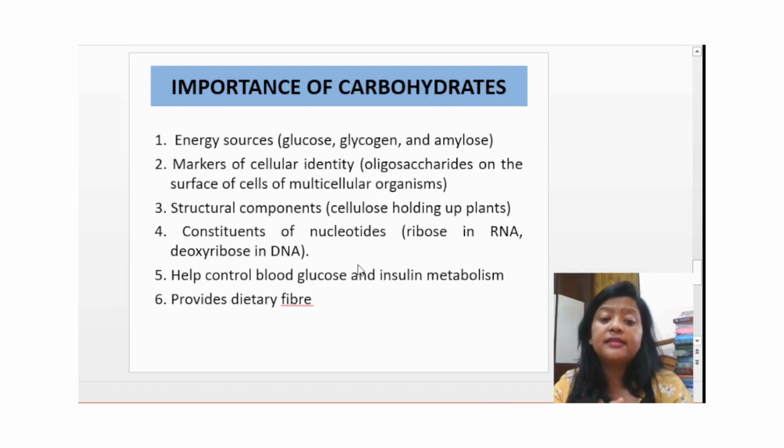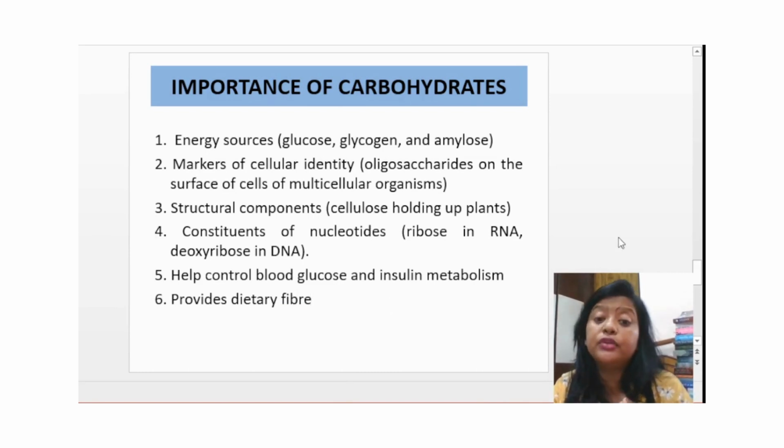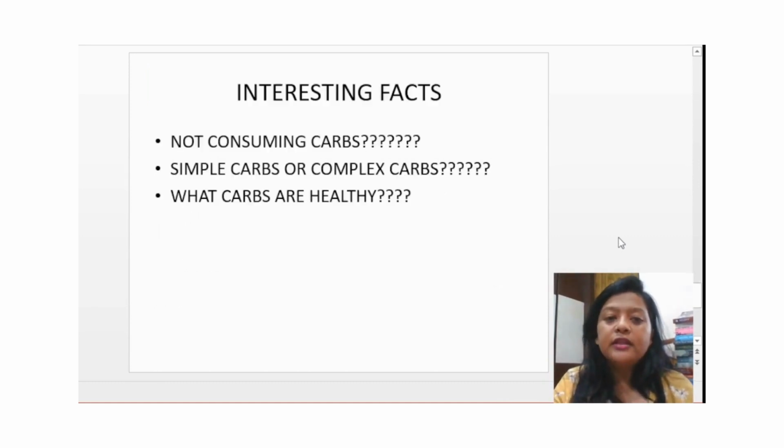Next is that they control the blood glucose level. So basically this is another function of carbohydrates. They control the blood glucose and insulin metabolism. How do they control? Again, I will tell you in my next slide. And also they provide dietary fiber because carbohydrates can be simple or they can be complex. So that also I will tell you in my next slide. Wait for that because there is some very interesting information that I will give you now.